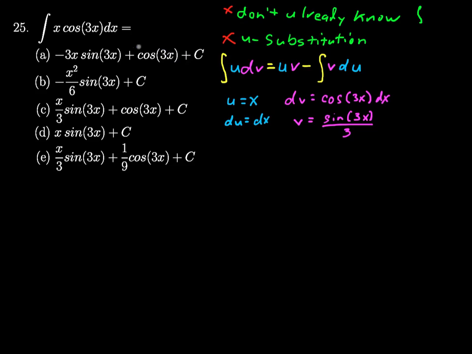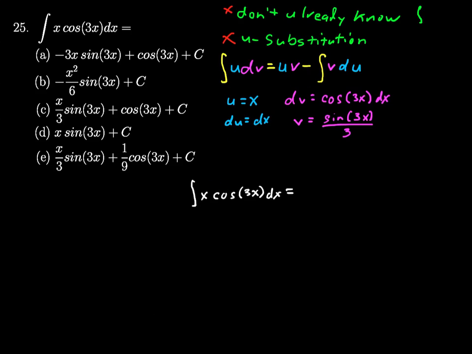So let's see what we've got. We have our original problem. I'll rewrite it just to make sure everything is clear. Our original problem was the indefinite integral of x cosine of 3x dx, is equal to, and now I'm going to use integration by parts here.